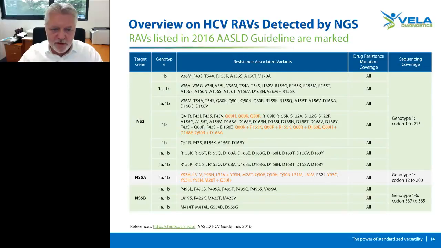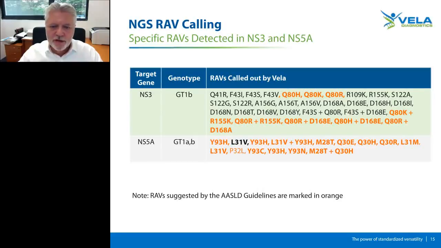NS3 region, NS5A, and NS5B region. You can see that many of these RAVs we have recorded in our assay are also recommended by the AASLD guidelines for testing prior to treatment. And these RAVs are shown here marked in orange, and in more detail is shown here, specifically for the NS3 region and NS5A region, which are the most important regions when it comes to resistance-associated variant development.